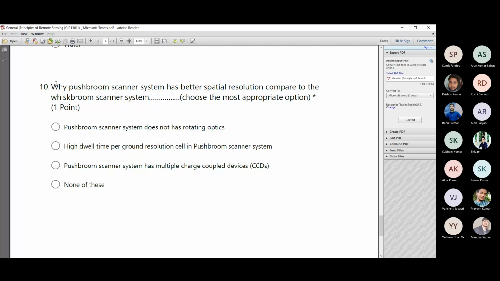There is very high dwell time compared to whiskbroom. So there is extra energy that is actually not required. That can be compensated by decreasing the area of GRC. And if you decrease the area of GRC, if its shape is square, you decrease the length of one side, that is in meters, and it is called spatial resolution. So ultimately, dwell time governs here why, in case of pushbroom scanner system, we get better spatial resolution compared to whiskbroom. So the second option is correct.